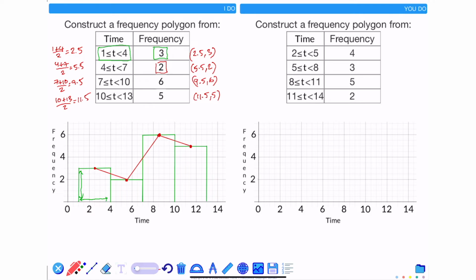So I'm going to answer this question without drawing a histogram first. So finding the midpoint of the first interval, 2 plus 5 divided by 2 is 3.5. So the first point I need to plot is 3.5 and the frequency 4, which is that point there. The next interval, 5 plus 8 divided by 2 is 6.5. So the next point will be (6.5, 3).